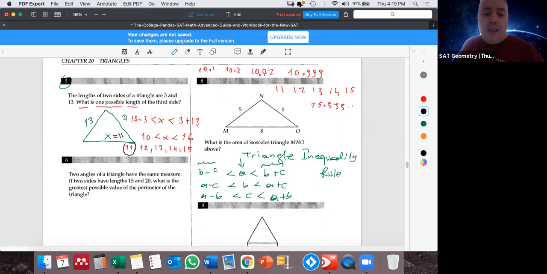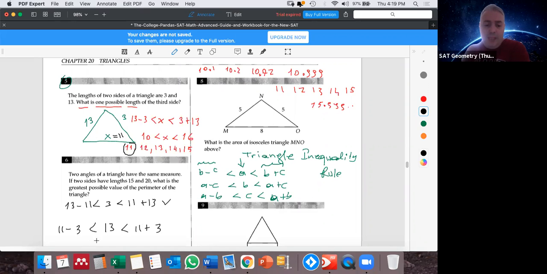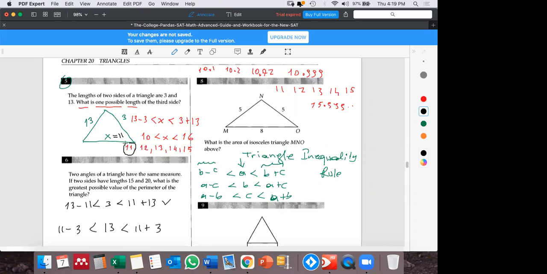For example, 13 is less than 11 plus 3 and greater than 13 plus 11? Yes, it is. 13, for example, less than 11 plus 3 and greater than 11 minus 3? Yes. Yes or no? Tell me. Yes, right? So, yes, this is the answer. Finished.